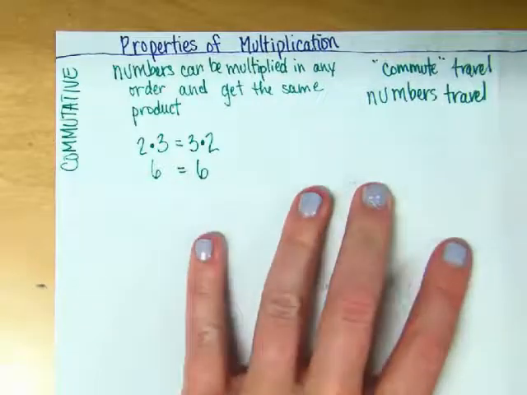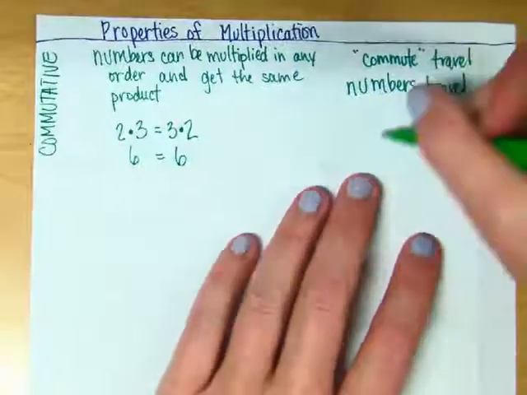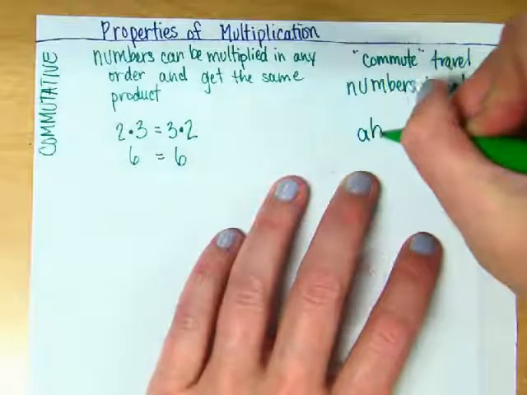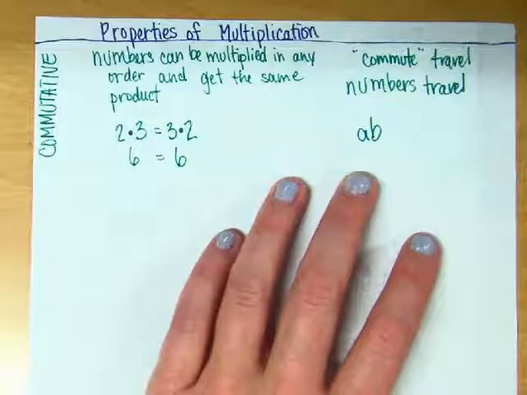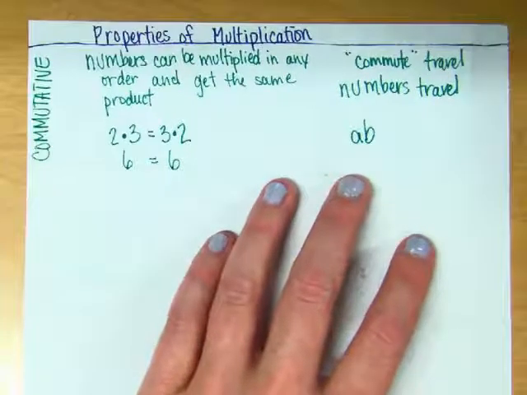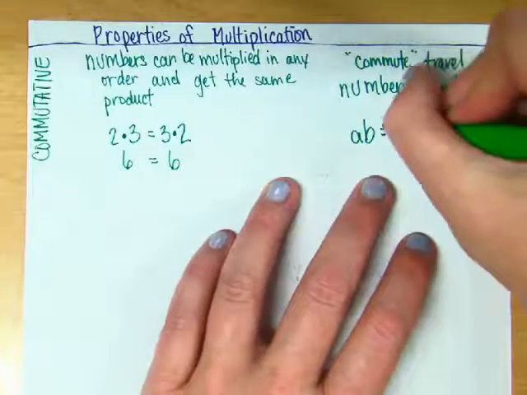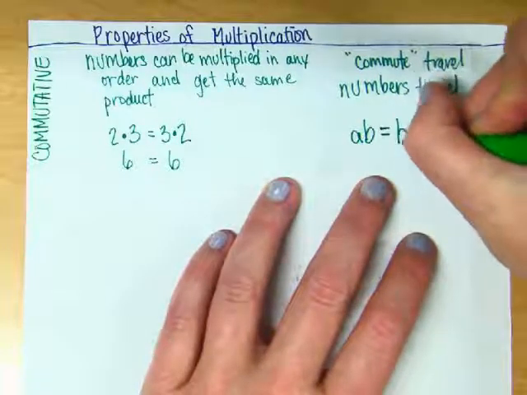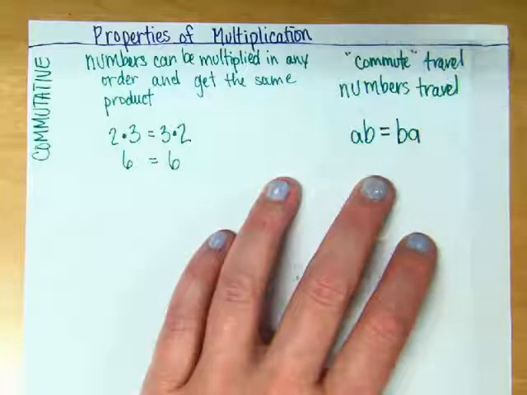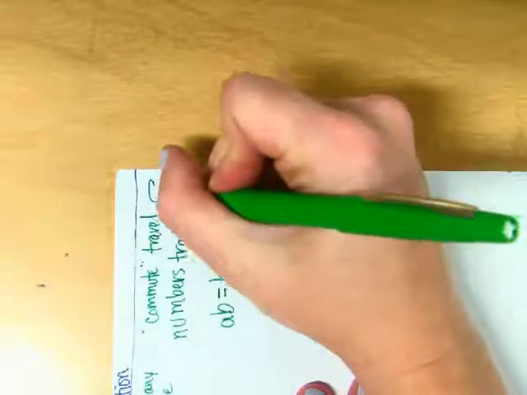And what that looks like using variables would be A times B. Remember, we can just write those letters right beside each other when we're multiplying. We do not have to put the multiplication symbols in there. So A times B is the same as B times A. And that is commutative.